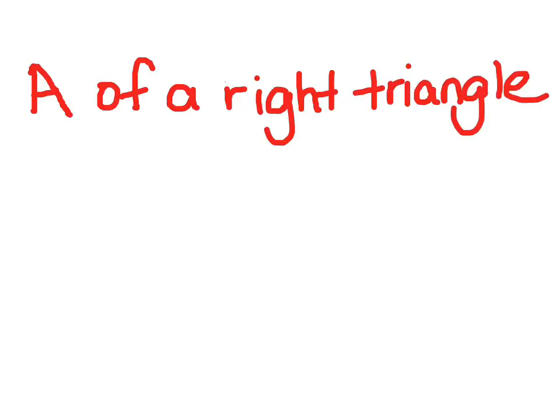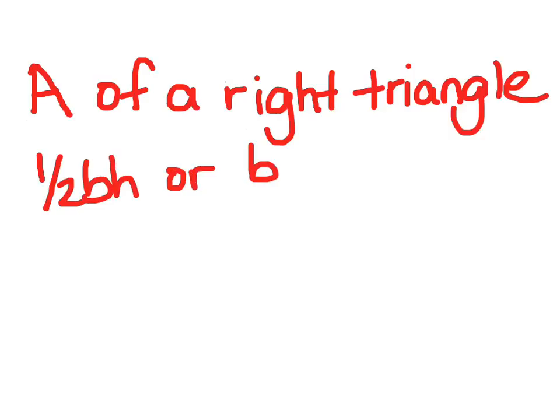Today, we're going to review area of a right triangle. Okay. Now, the formula for area of a right triangle is half base times height, or base times height divided by 2.